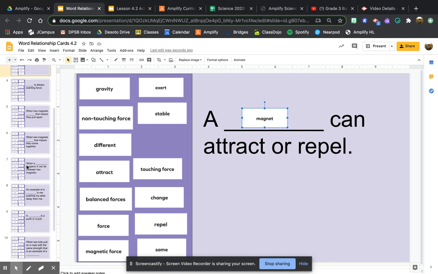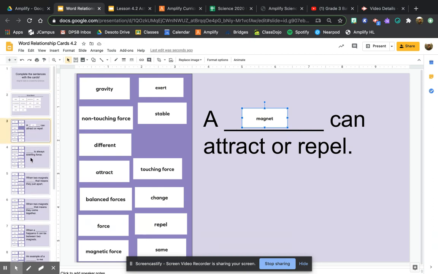Now you have your own to do. I'm going to let you go ahead and continue with this activity in your Google Classroom. And then that's going to complete our lesson for today. All right, friends, in our next lesson, we're going to continue to learn about balanced forces and how they act on objects. I'll see y'all then.